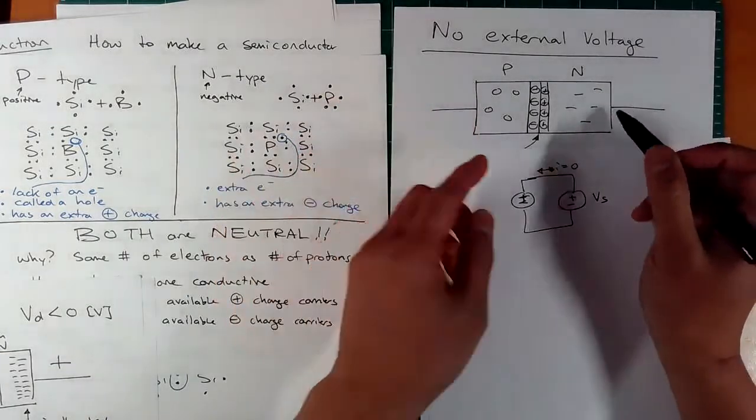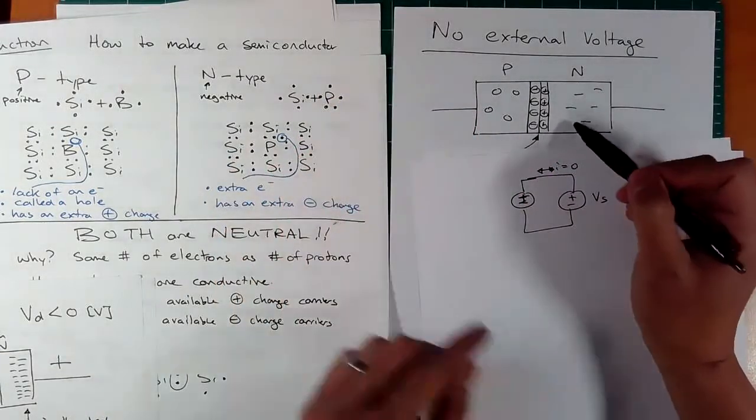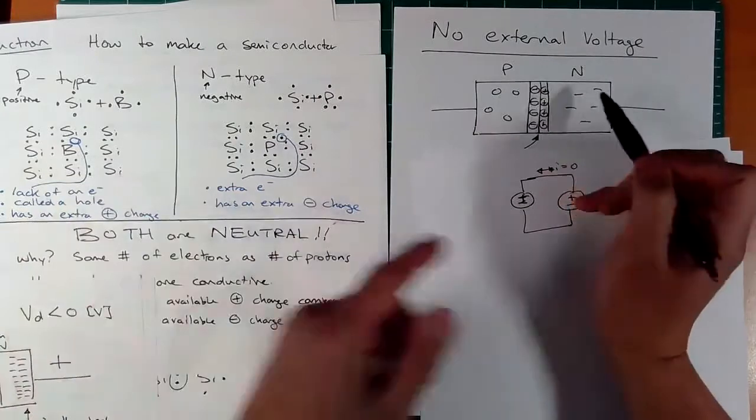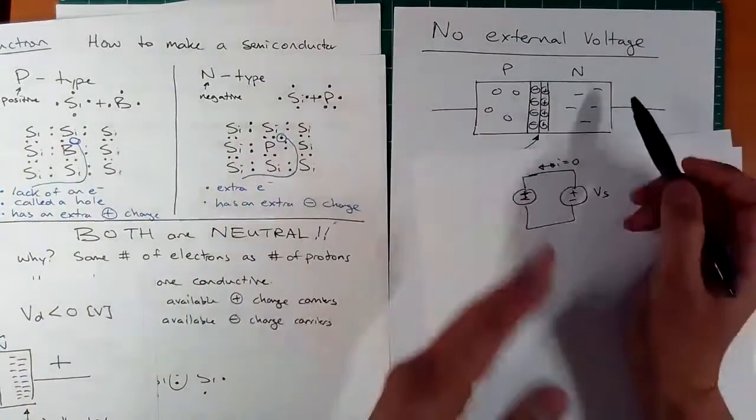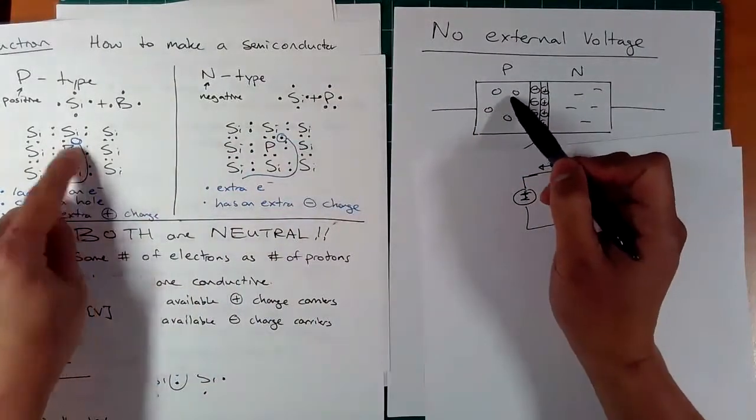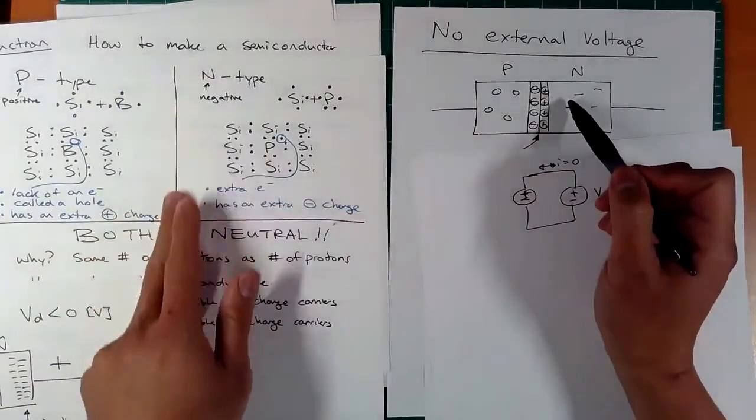I don't have any battery or anything. Think of it this way. You have your negative charge carriers here happily just sitting there by themselves. They're not being pushed left or right. You got some holes here, right? The boron's happy.